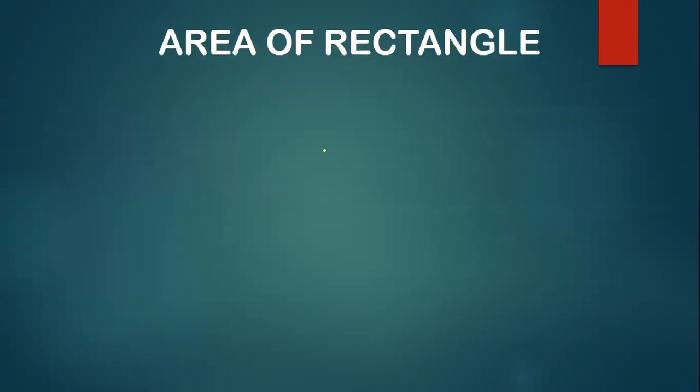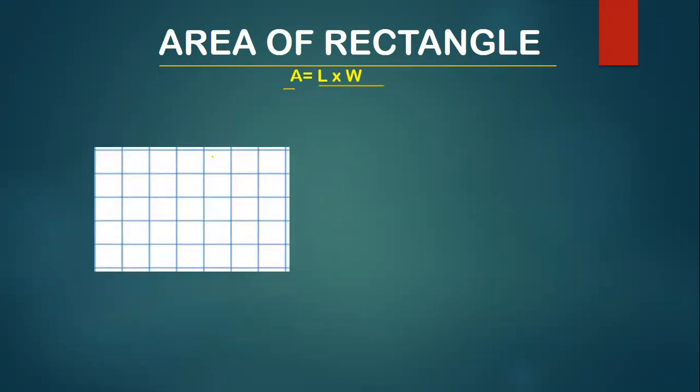Now let's talk about the area of rectangle. The formula for the area of rectangle is area is equals to length times width. Example, this one is a rectangle, kung saan ang length ay ito yung mahabang side, and then ang width yung sa gilid, yung mas maikli. Let's take for example, the length or the L is equals to 6 feet in this particular rectangle, and the width is equals to 4 feet.